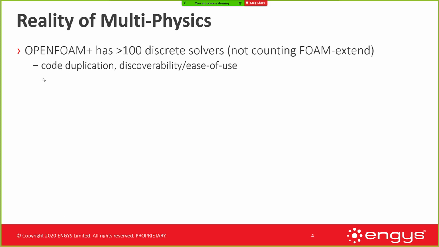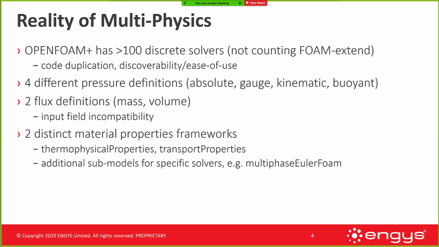When we do this simplification and we're using OpenFOAM, there are typically greater than 100 different discrete solvers. This isn't counting foam extend. There's a lot of code duplication. And for new users, there's this discoverability and ease of use hurdle that needs to be overcome in the very beginning. There are 4 different pressure definitions. There are 2 different flux definitions. There are 2 distinct material property frameworks: the thermophysical properties, the transport properties, and then additional submodels for specific solvers.